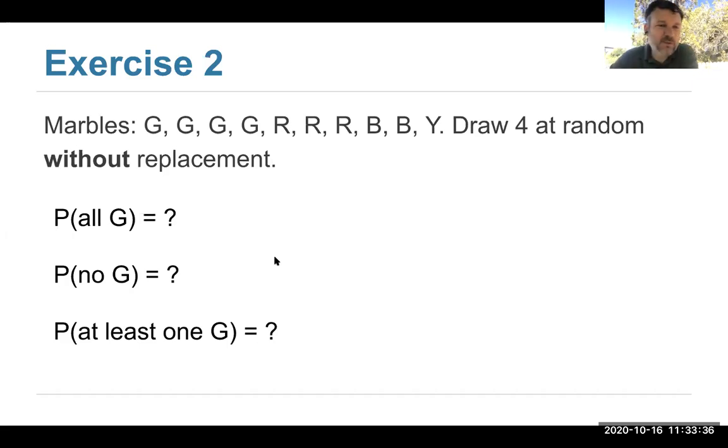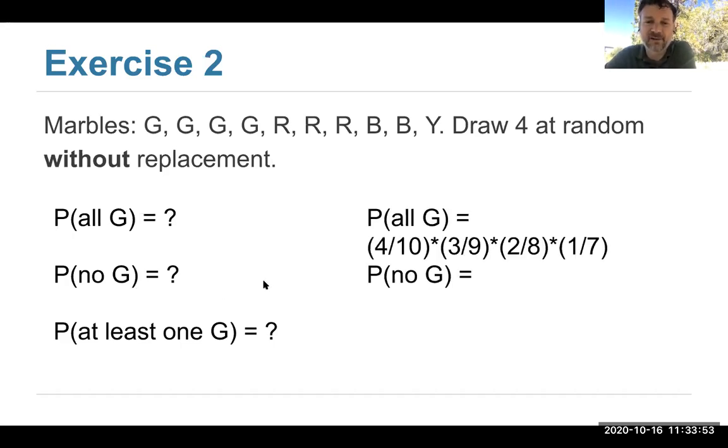And last one, what's the probability that at least 1 is green? Yeah, same as before. This is 1 minus the probability that none of them are green. All right, so write down all the answers.